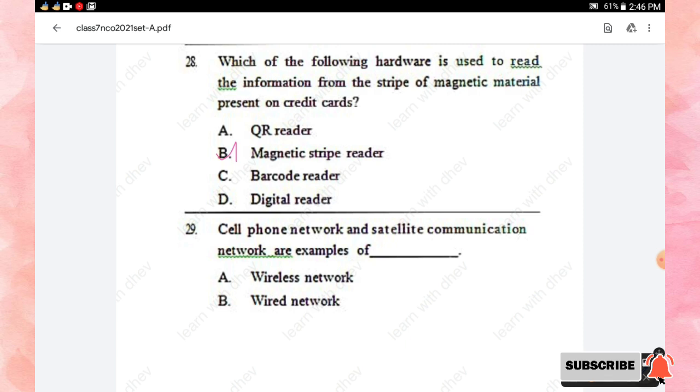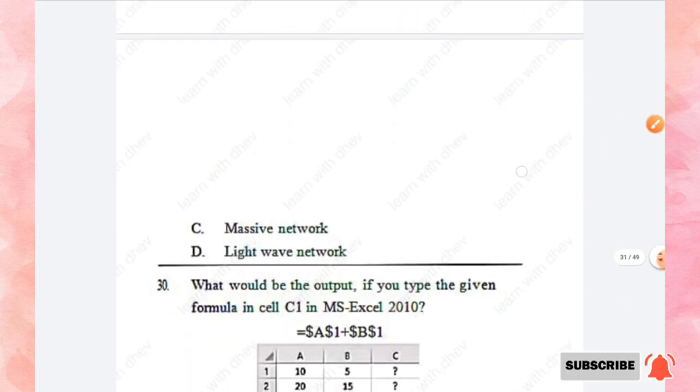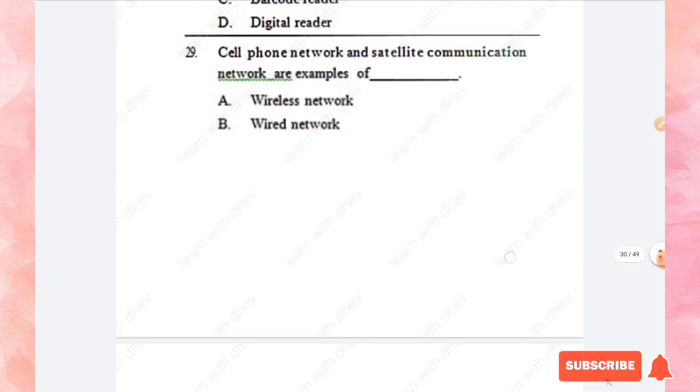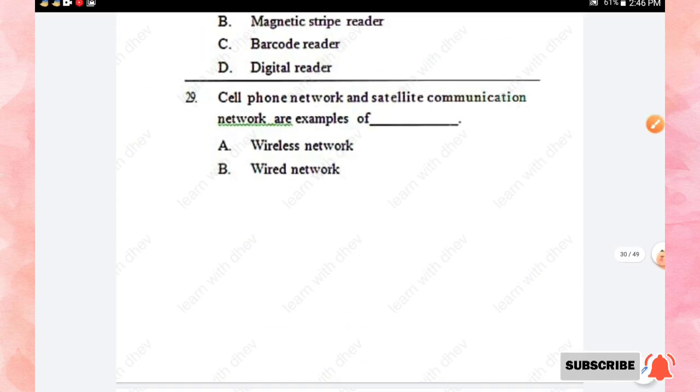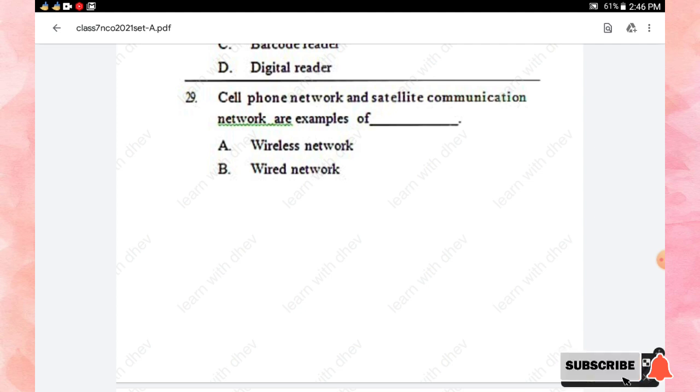Question number 29. Cell phone network and satellite communication network are examples of wireless network, wired network, and option C is massive network and light wave network. The right answer is cell phone network and satellite communication network are examples of wireless network. Option A is the right answer.